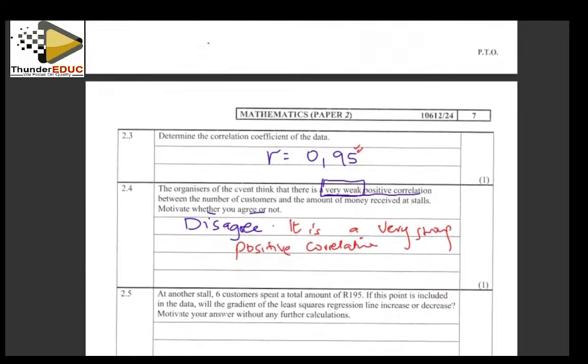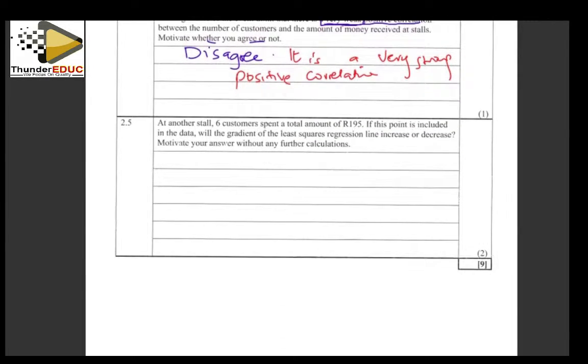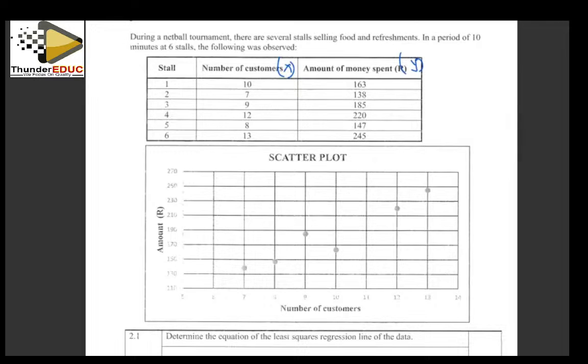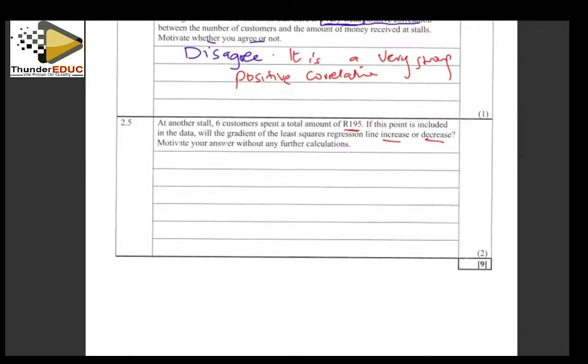All right, so that is 2.4. Then 2.5, we have another store that is having 6 customers that spent 195. If this point is included in the data, will the gradient of the least squares line increase or decrease? Okay, so if I look at 6 and 195, so 6 is somewhere here, 195 is somewhere there. So in other words, this point is going to be an outlier, okay, compared to all the other pieces of data. And the fact that it is moving towards the y-axis, it's going to affect the gradient, okay?